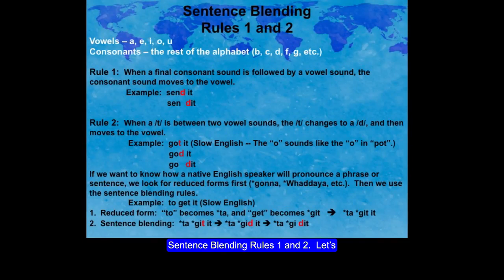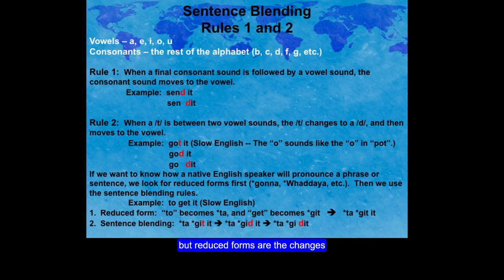Sentence blending rules 1 and 2. Let's review the vowel sounds. These rules are all based on sounds. So the vowel sounds are A, E, I, O, and U. The consonant sounds are the rest of the alphabet, B, C, D, F, G, etc. Okay, we are learning these reduced forms right now. That's what we've been learning so far in this class.